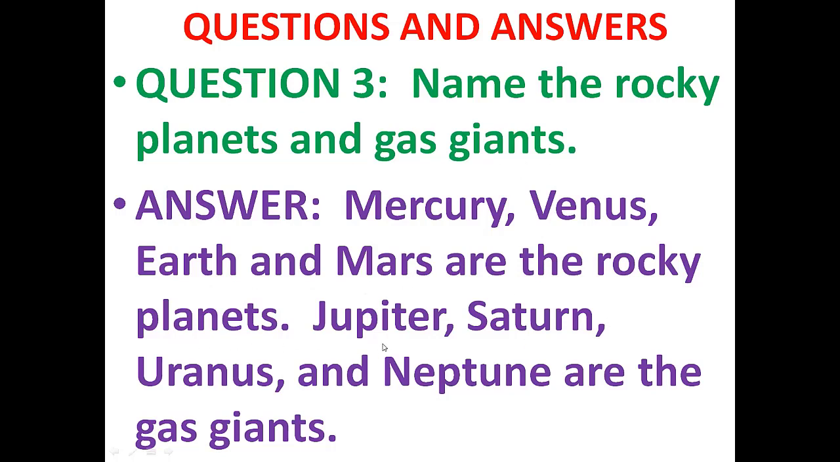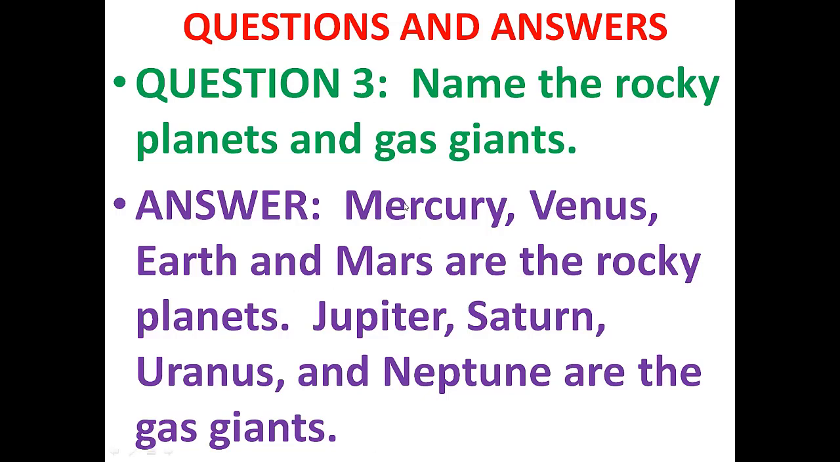The next 4, beyond Mars, are gas giants. What are they? Jupiter, Saturn, Uranus and Neptune are the gas giants. Once again, Mercury, Venus, Earth and Mars are the rocky planets. Jupiter, Saturn, Uranus and Neptune are the gas giants. These are the total 8 planets.